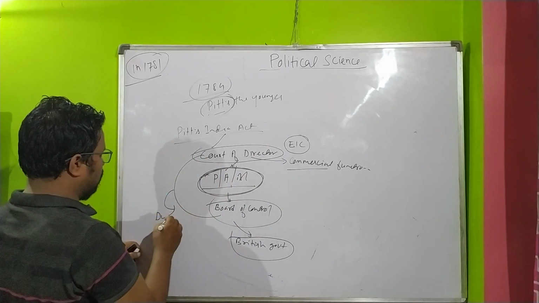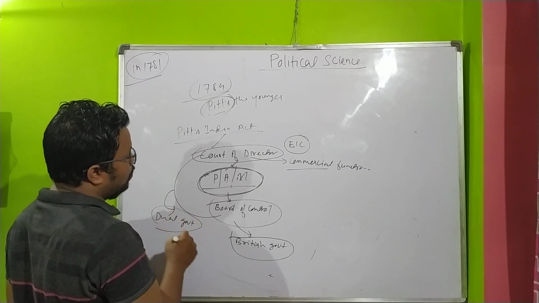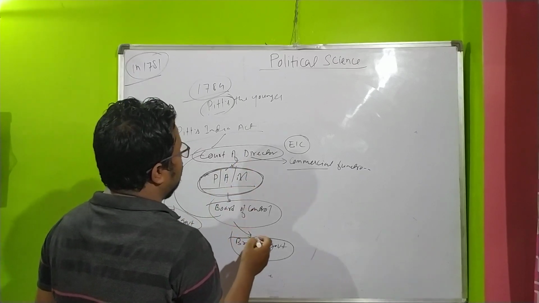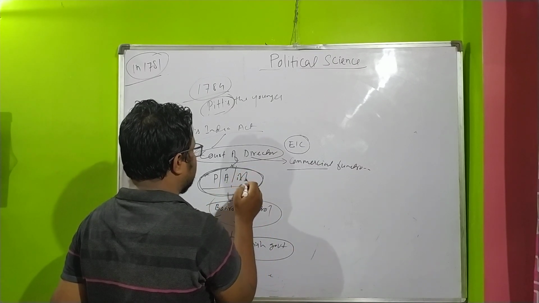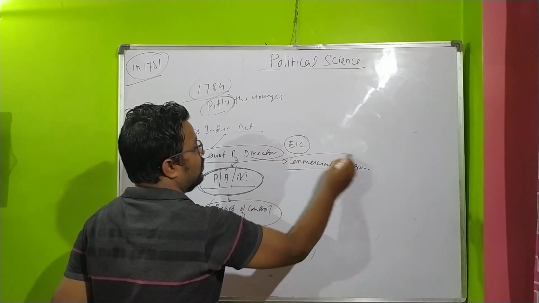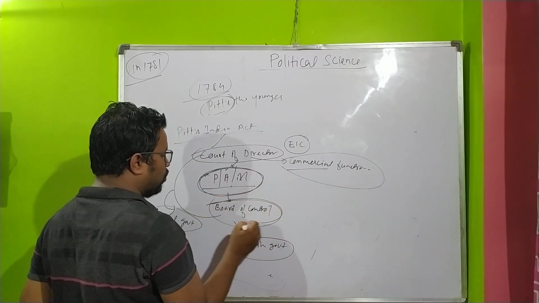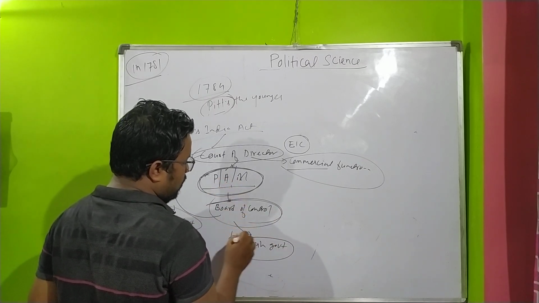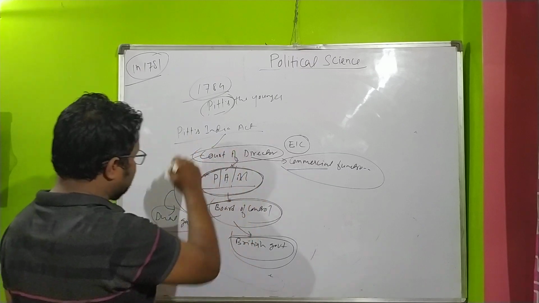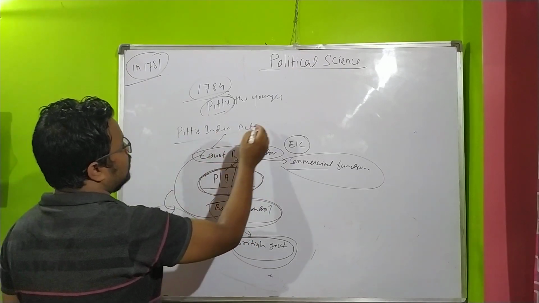Dual government was said to be formed because the Court of Directors, which was looking after political, administrative and military functions, was now given only commercial functions, and these three functions were given to the Board of Control, which was appointed by the British government. This dual government was formed by the Pitt India Act of 1784.